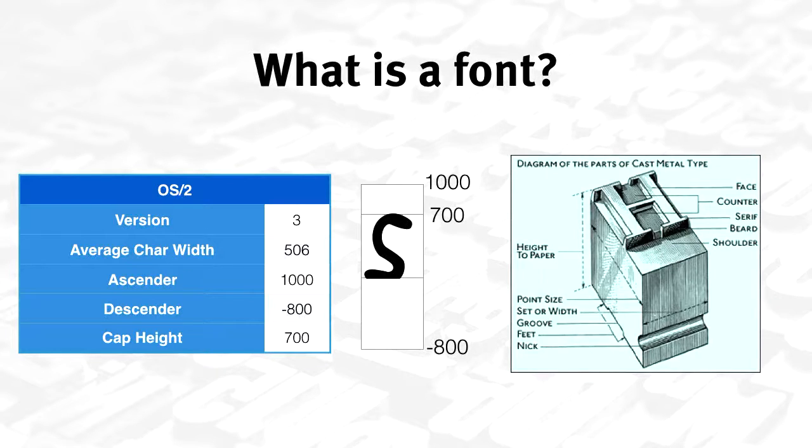Just like using movable type, we can have a piece of type which is yay big, and then we can put things next to it.